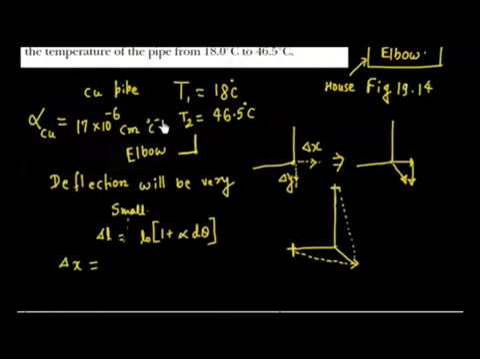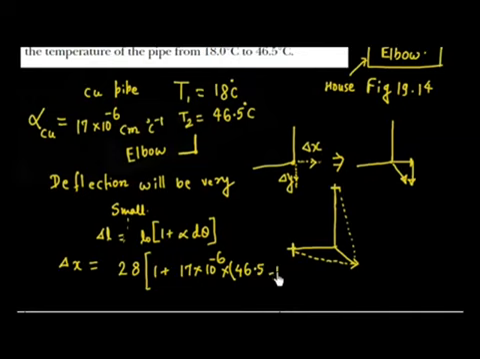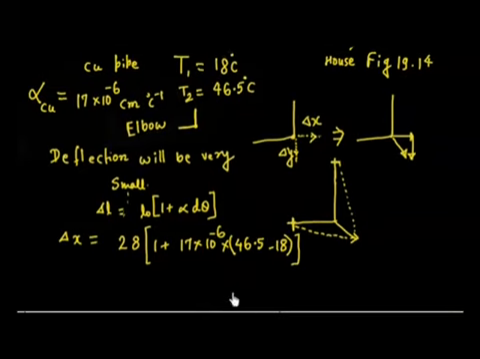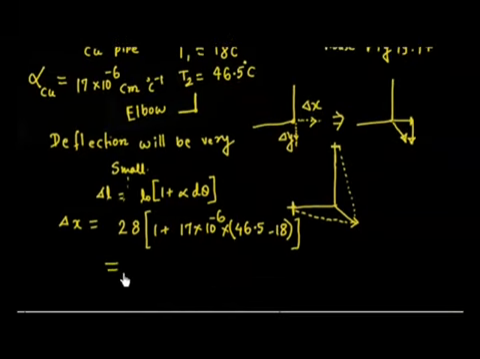So let me write here, delta L is 28 into (1 plus alpha delta theta), where alpha is 17 into 10 to the power minus 6, and delta theta is 46.5 minus 18 degrees centigrade. Are you getting it or not? Now you have to solve this value. If you do this calculation and multiply, this comes out to be 1.36 into 10 to the power minus 2.